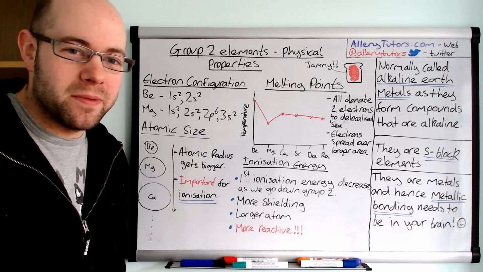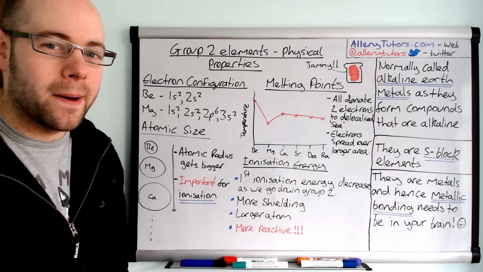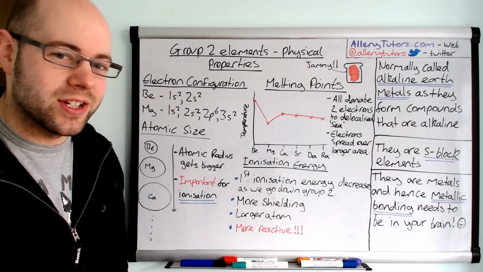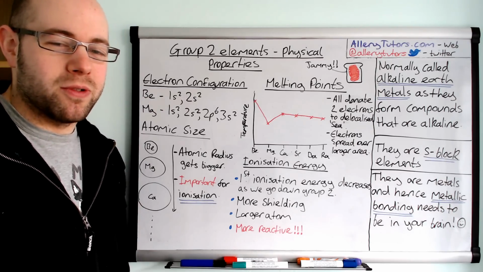So just an overview, we're going to look at electron configuration, atomic size, melting points and ionization energies. So just briefly, a quick intro to what group 2 elements are.